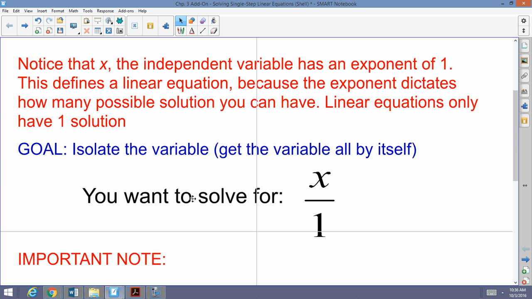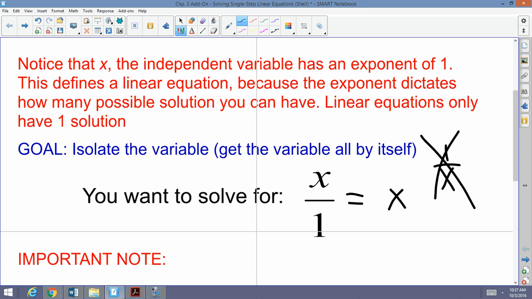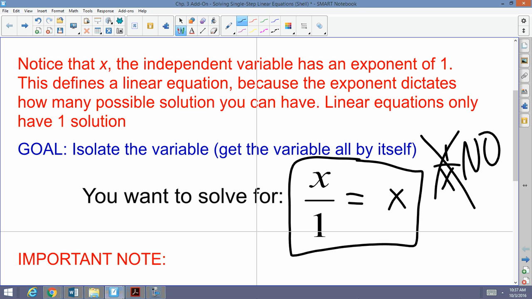You want to solve for x over 1 or p over 1 or w over 1, whatever the variable in question. But you want to solve for a positive variable in the numerator. Now, of course, you're not going to put x over 1, y'all. I'm just telling you this. You want to solve for x. But I want to make sure it's clear that you understand that it's x in the numerator. You do not want to solve for 1 over x. No, you don't want that. You want to solve for positive x over 1, x in the numerator.